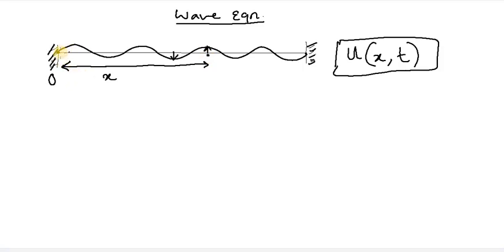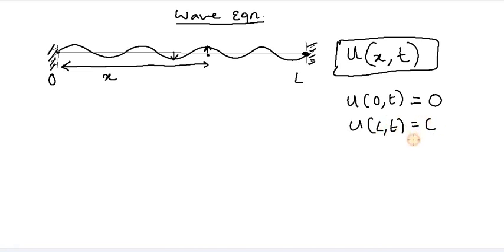Since I am assuming the string to be tied at both ends, u(0,t), the displacement of the point at distance 0, will not be moving at any instant, right? So u(0,t) is equal to 0 always. As well, the right endpoint is also tied. So let the length of the string be L, then you can say that u(L,t) is also equal to 0.